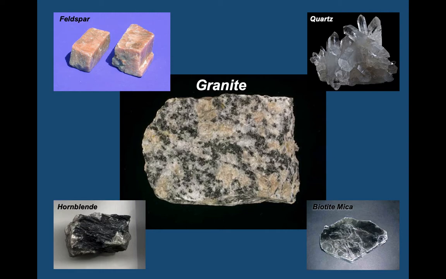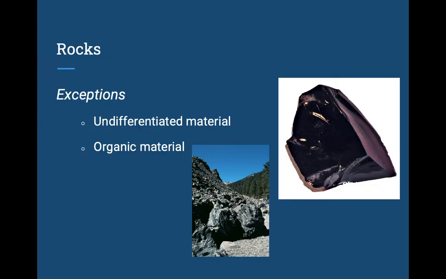Where you see white in the rock, that's the quartz. And where you see that kind of tannish, pinkish color, that's the feldspar. And then the darker stuff could be the mica or the hornblende or whatever, right? So we can see these different minerals in there. We get a sense that it's made up of different things, right? And that's completely what a rock is. Right? We have some exceptions.